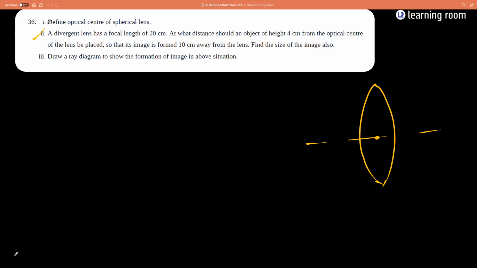A divergent lens of focal length 20 centimeter. So there is a divergent lens of focal length 20 centimeters. So what is the value of f?